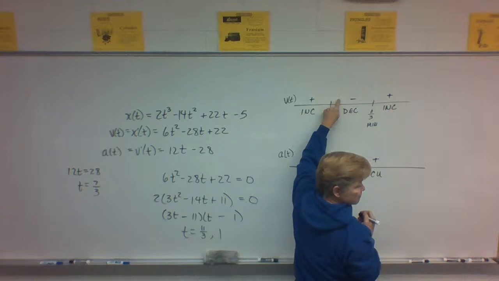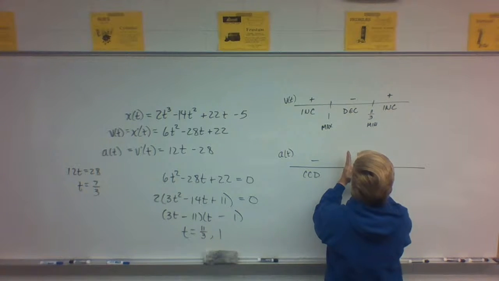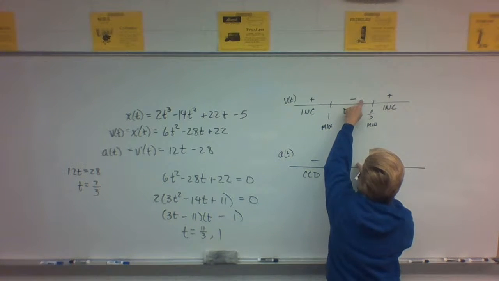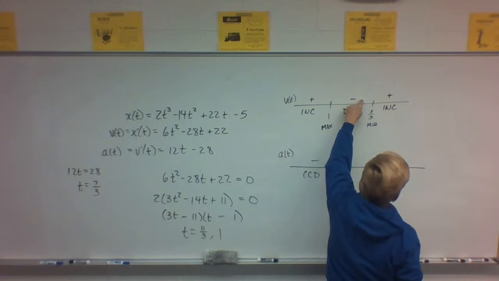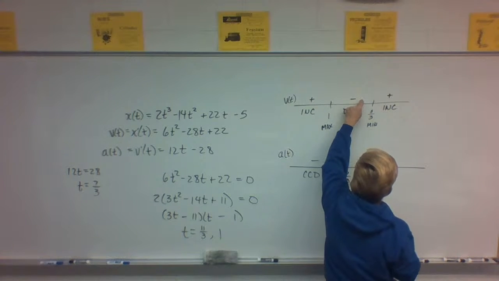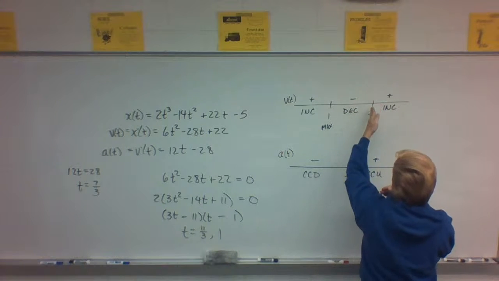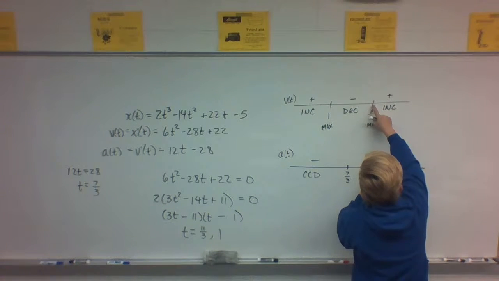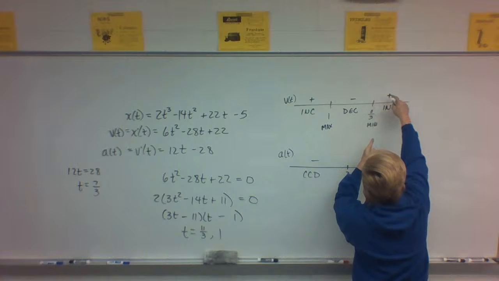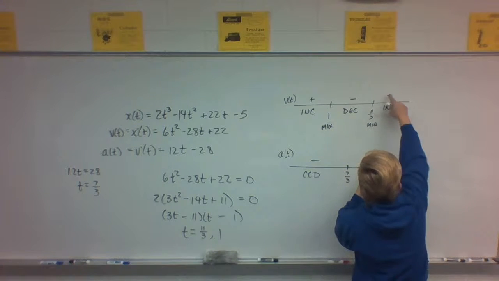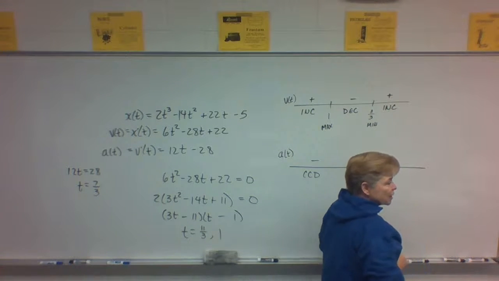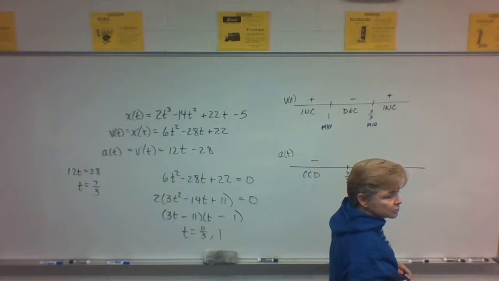You following me? Then from here to here, we've got positive down here and negative up here, which means it's still moving left because velocity still tells you which direction it's headed, but the signs are different, so it's slowing down. Then right here, it changes direction again. It turns around and goes right. And after that, the acceleration and velocity are both positive, so it is speeding up to the right. That's how you describe its motion.